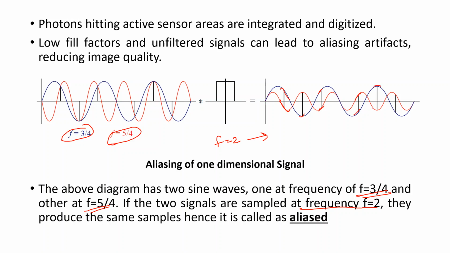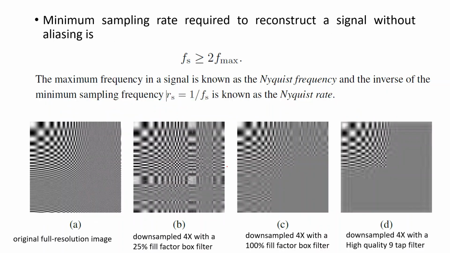Sampling point is the same. You can see the difference here because this is not in the same point. This is not the same. This is not the same. The aliasing of a one dimensional signal is represented in this image.